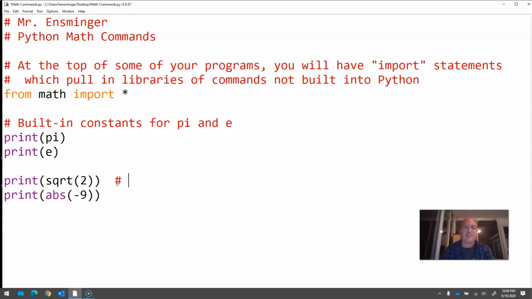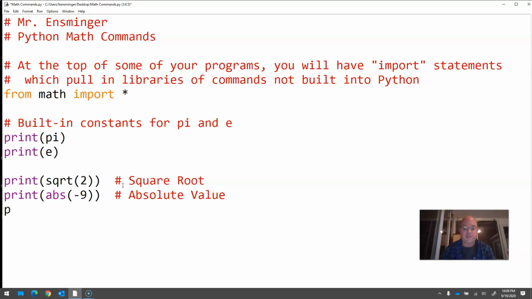Notice with these comments, you can put them on their own line, or you can also put them at the end of the line. You can't, of course, put it at the beginning because as soon as it sees this pound sign, it'll just forget everything else. Like that, this is the square root, and this is the absolute value.